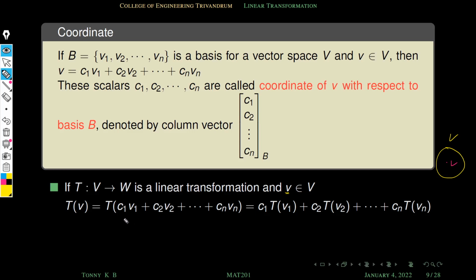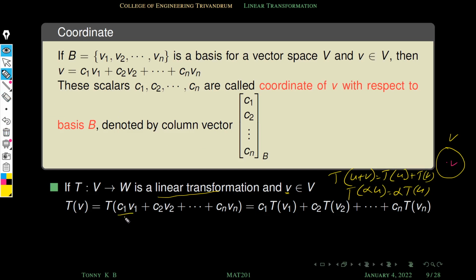Using the linearity property of T, we can write this as c1 times T of v1 plus c2 times T of v2 etc plus cn times T of vn. This is because our T is a linear transformation. And we know that T of u plus v equals T of u plus T of v, and T of alpha u is equal to alpha times T of u. Using these two properties, we can expand this like this.